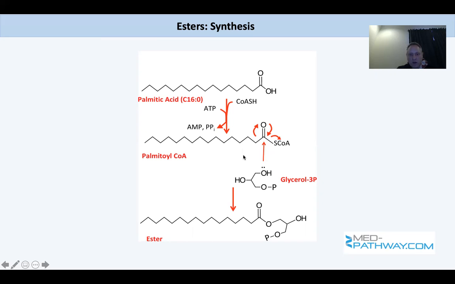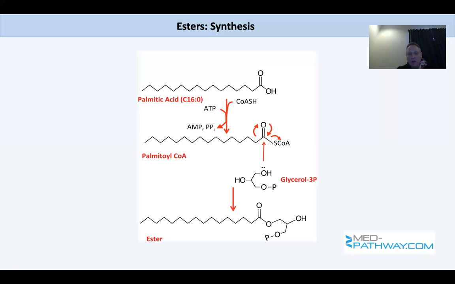And what you can see here then is now you have palmitoyl-CoA. And what you can do then is take glycerol, which is a 3-carbon alcohol, and you can have one of the alcohols actually do a reaction. So what you end up with is you started with a thioester and you end up with another ester. So it's a trans-esterification reaction.